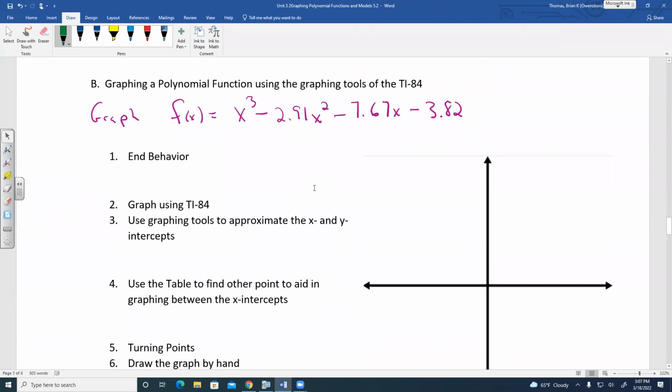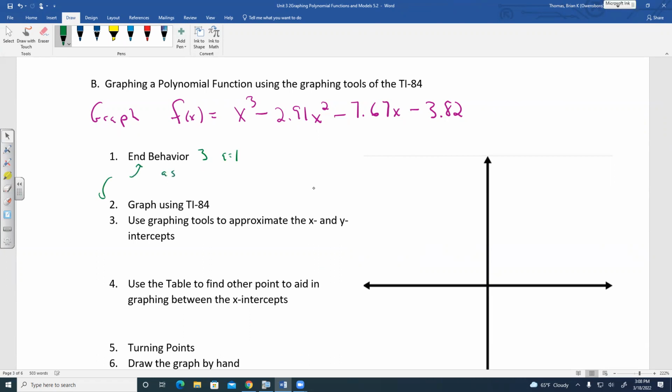So let's graph the polynomial function using the graphing tools of your calculator. First off, though, for end behavior, we really don't need the graphing calculator. We should know that the highest degree is a 3. Since the degree is 3 and a equals 1, we know that the left side has to finish down, and the right-hand side has to finish up.